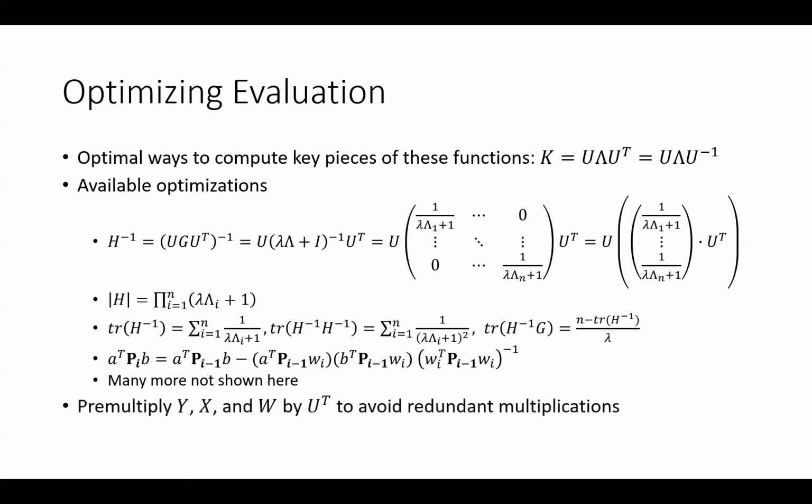We also pre-multiply y, x, and w by u transpose so that we're removing redundant operations. We just pre-multiply at the beginning, and then everything works, so we can pull out the u transpose from a lot of these.